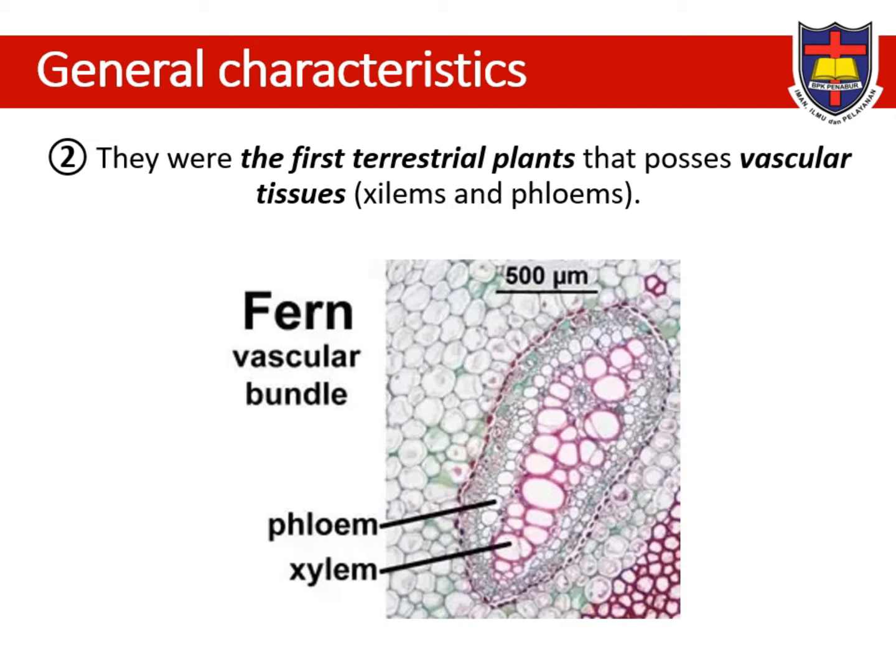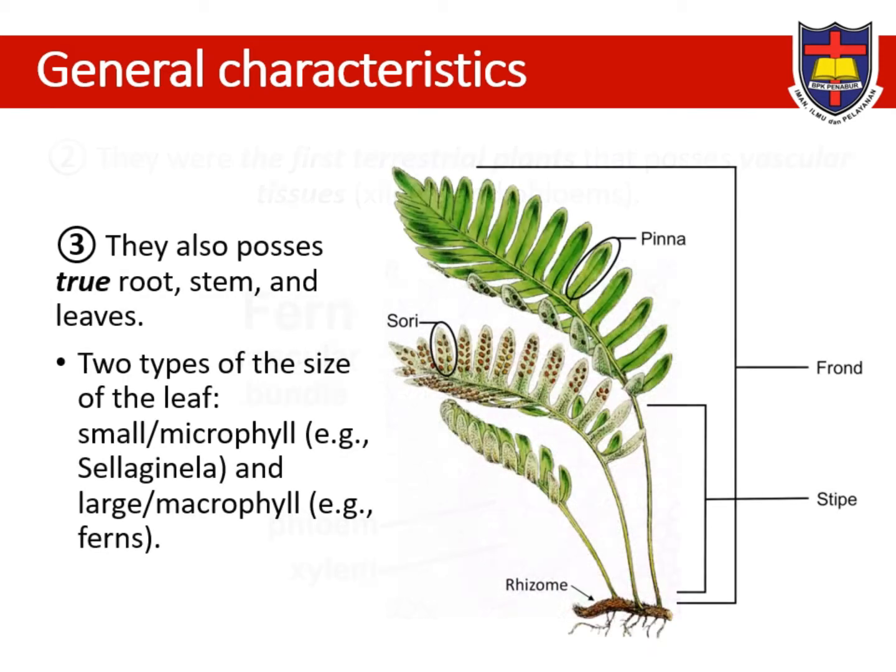As you can see from the screen, you can see a microscopic image of a fern vascular bundle consisting of xylem and phloem. Next, they also possess true structures of root, stem, and leaves. There are two types of leaf. The first one is small leaf or microphyll, and the second one is larger leaf, which is called macrophyll.